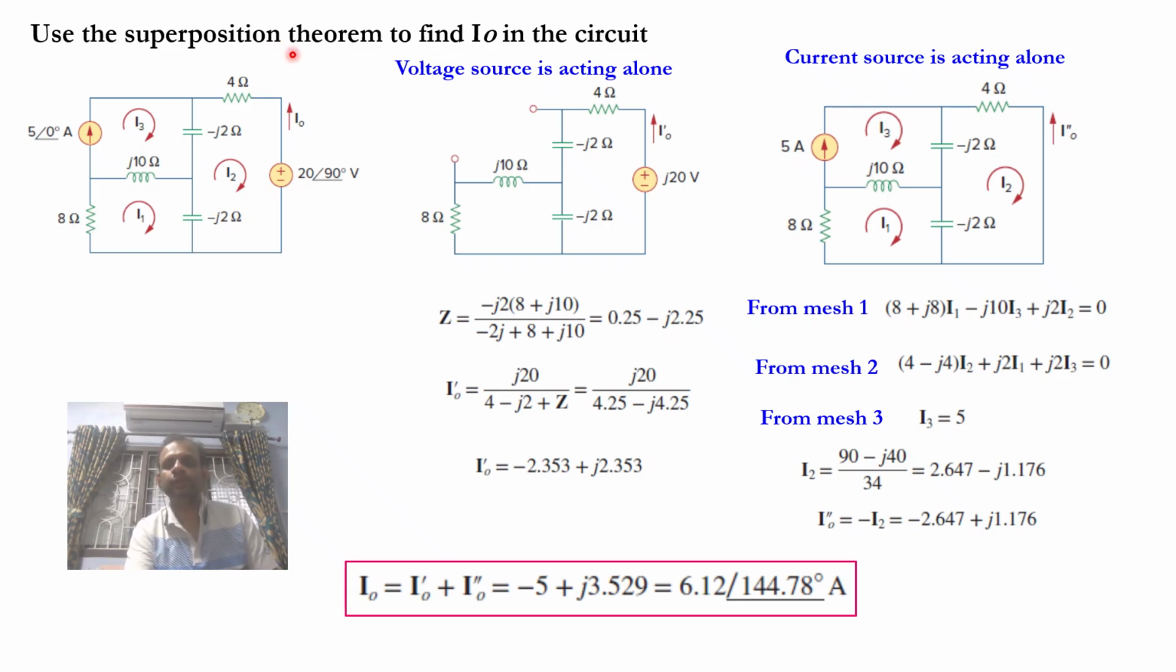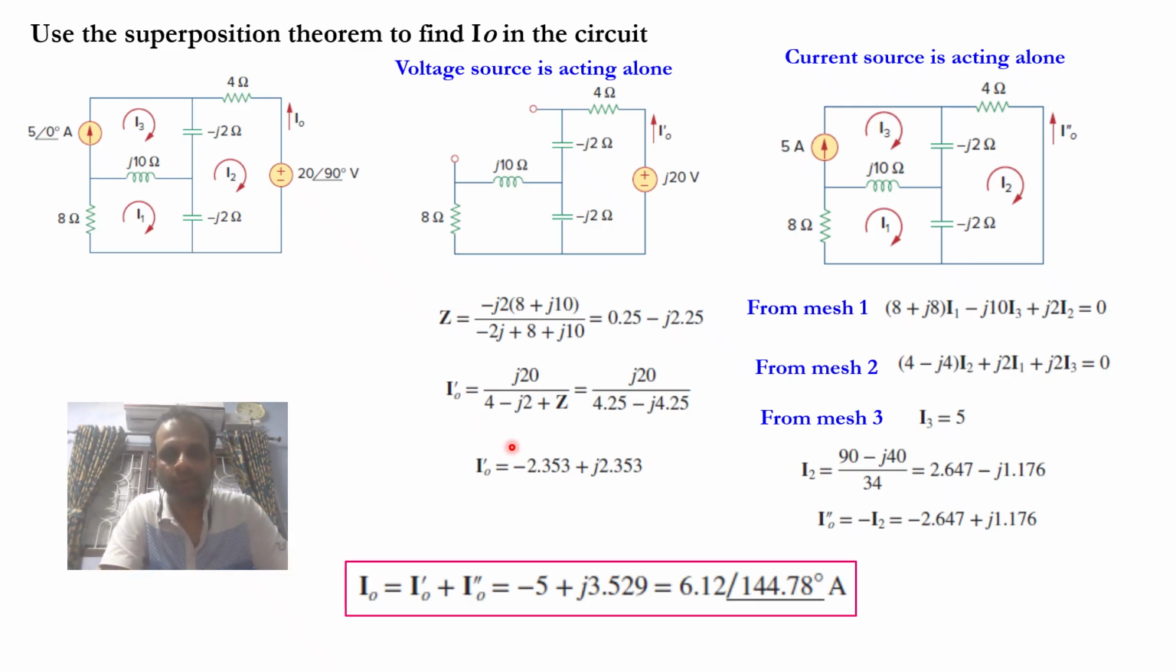Another circuit using superposition theorem. So here you can see 5 ampere current source and 20 volt voltage source. Same way, but this is an AC circuit. So be very careful while solving the problem. The solution is given. You have to calculate Z, then you have to calculate I naught.